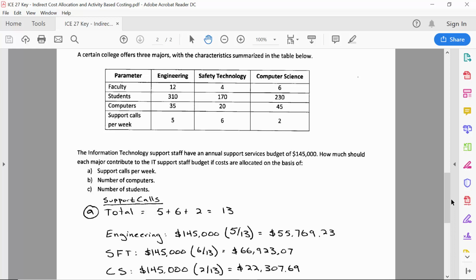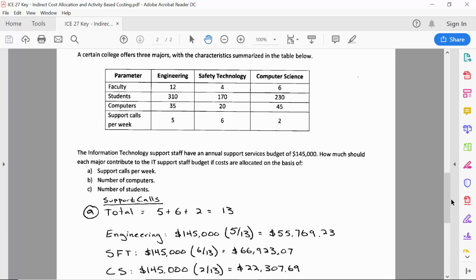So you can see that the basic approach for each one of these is you total up how much of the characteristic there is. If you're doing it on support calls, you'd add up the total number of support calls per week, so it's 13, and then the engineering division is going to have to pay proportional to the number of support calls they get each week. So it would be $145,000, which is the total expense that has to be recovered, and their share of it is going to be 5/13 of the overall expenses, because the theory here is that maybe the budget of 145 is covering the support calls.